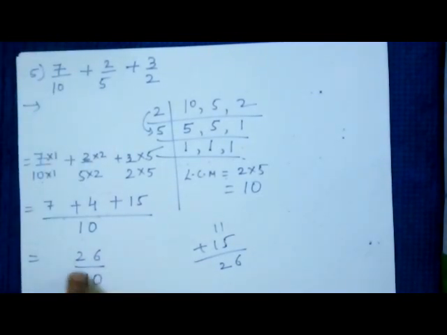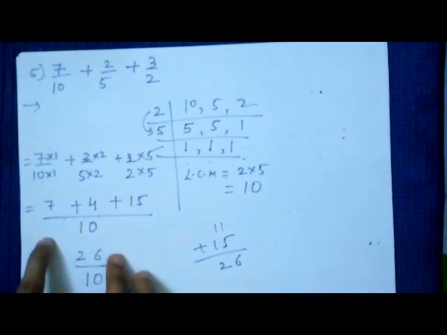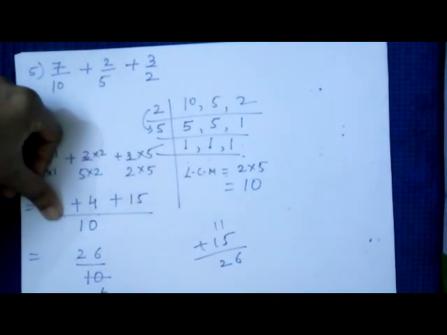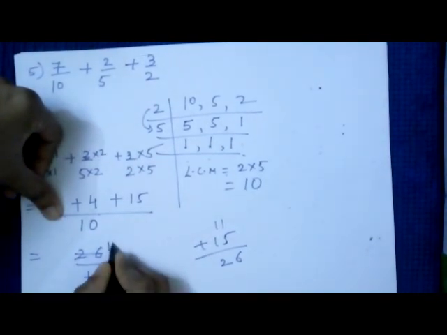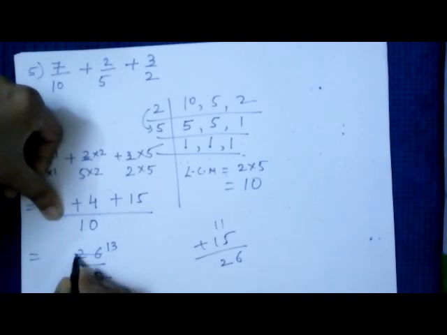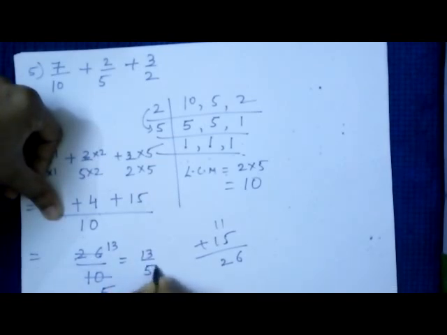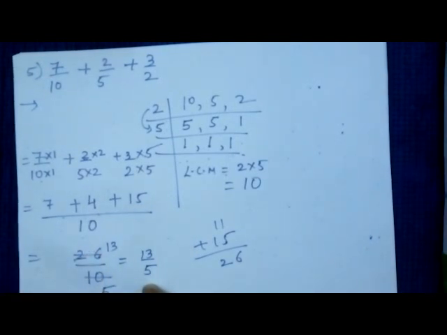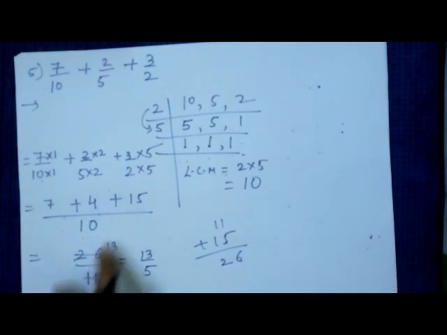Now if you want, cancellation is possible here. 26 and 10 both are even numbers, both come in the table of 2, so cancellation is possible. So you can do cancellation, reduced form. 2 5s are 10 and 2 1s are 2, and 2 13s are 26, and 2 5s are 10. So 13 upon 5 is your final answer. If you don't reduce, then 26 upon 10 is also correct, but sometimes it may happen that you lose marks because of this last step. So if reduction or cancellation is possible, then you have to reduce the fraction.